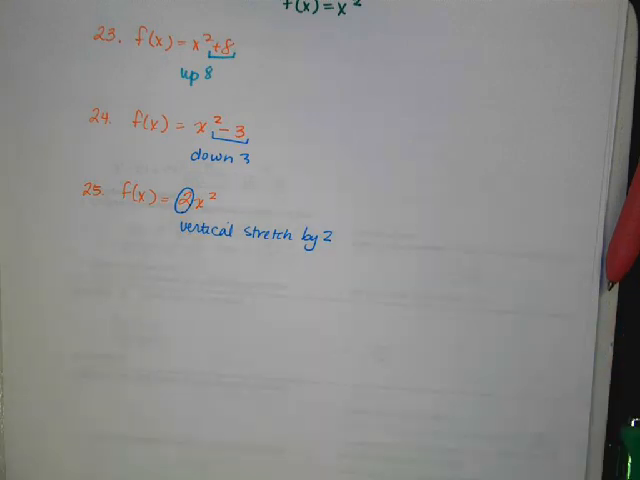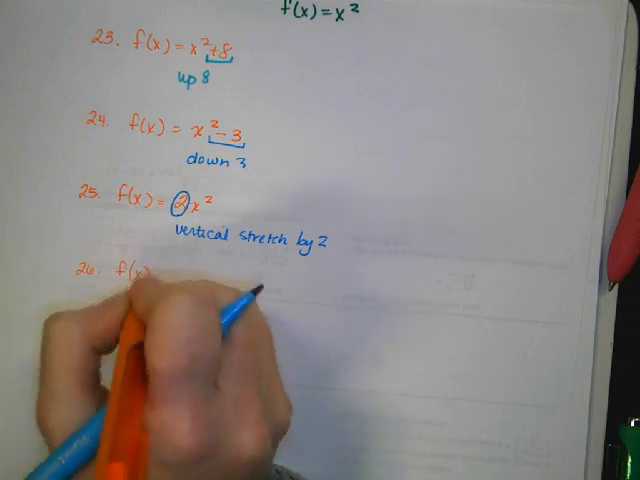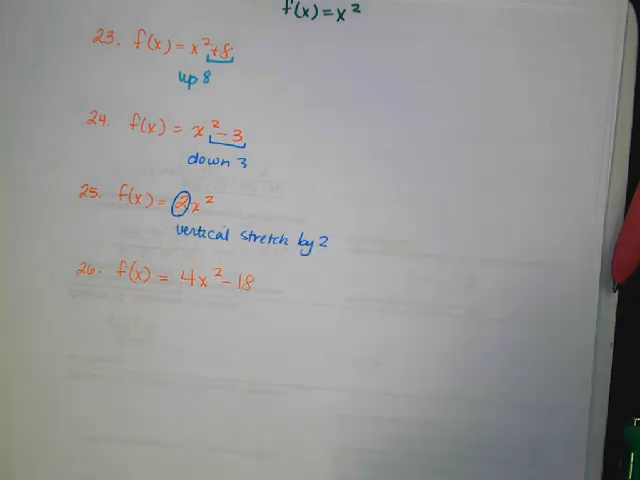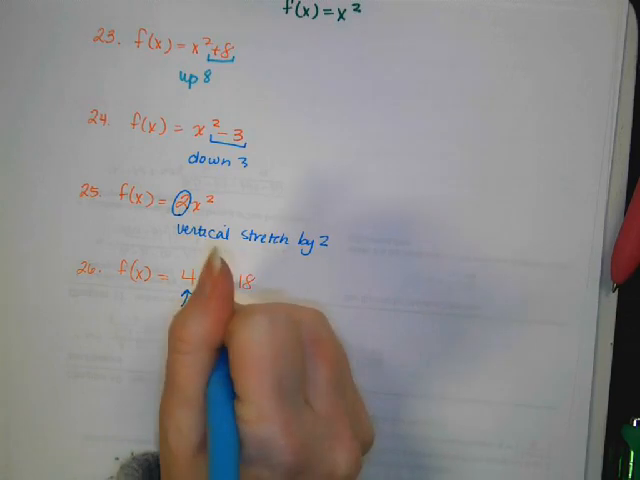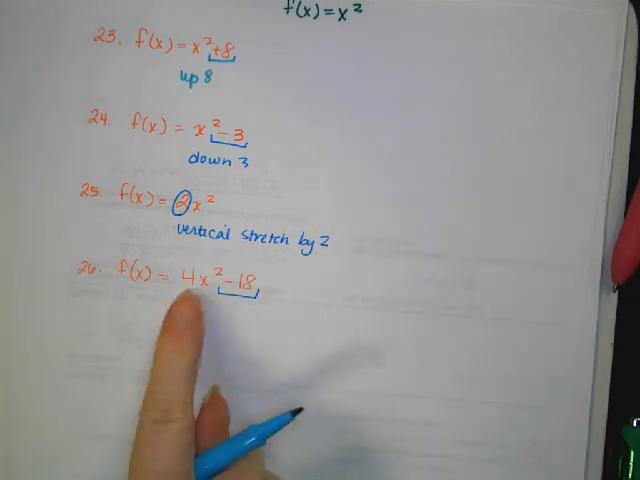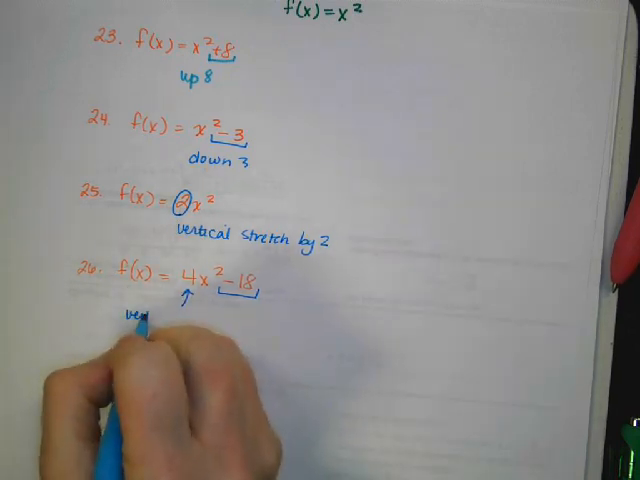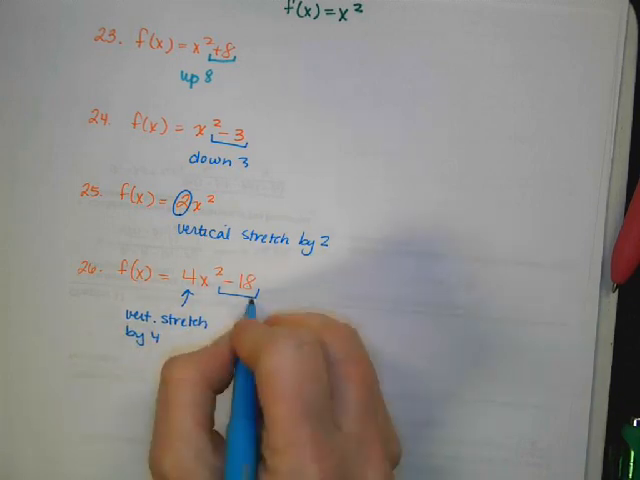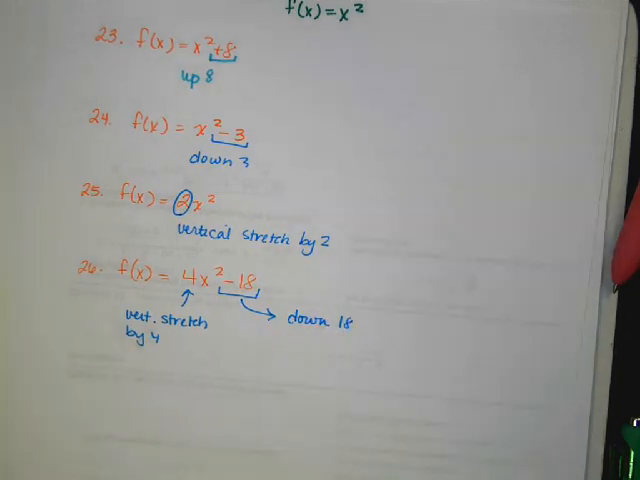Okay, 26. We've got 2 things going on in 26. We've got 2 transformations. So if you look at 26, I have 2 things different than the original. I have a 4 in front and a minus 18. So the 4 in front is making it 4 times taller than it was before. So this is vertical stretch by 4. And this minus 18 is moving it down 18. 27.